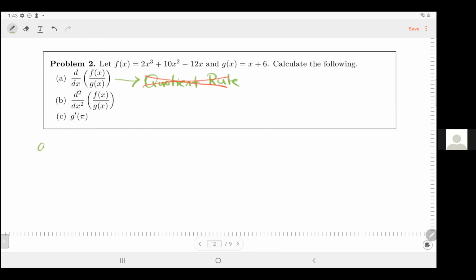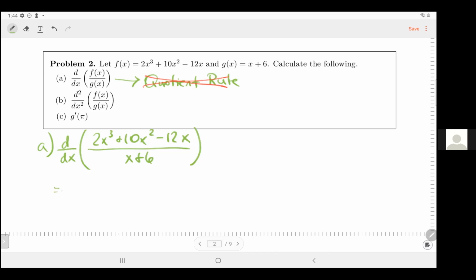So let me write down part A. If I just plug in f and g, 2x cubed plus 10x squared. Okay, so that's f, and then g is this. And I'll ask for some input from you guys. Feel free to use the chat box if you prefer. But does anyone have a suggestion what I could try here if I don't know this mystical thing called quotient rule? Factoring. Yeah, I should be able to factor.